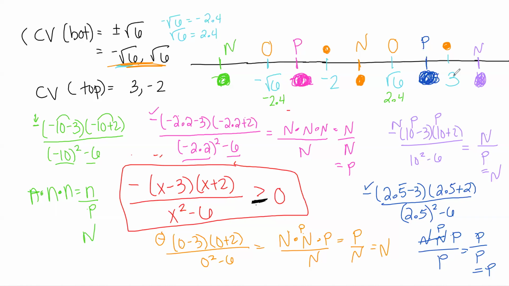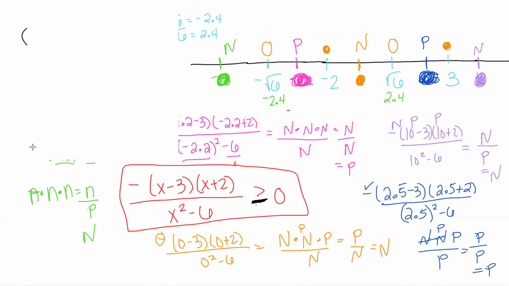Okay. Now, final answer. Look back to the red box. We wanted greater than or equal to 0. If you're bigger than 0, you're positive. So we want all the points where we have P. If you did not write the P's and N's, you were going to look for little pluses. So here to here, and here to here. See why we scribble out our test values? It's very easy to get confused if you don't. Make sure you're scribbling those out.